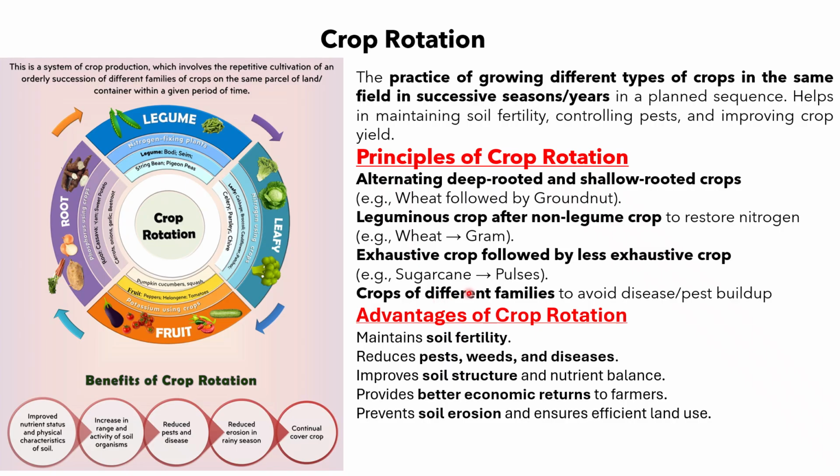And we also have the benefits of crop rotation. We can maintain the soil fertility. It will reduce pests and diseases, and it will improve the soil structure. We get better economic returns, and it prevents soil erosion. This is a very sustainable farming practice.